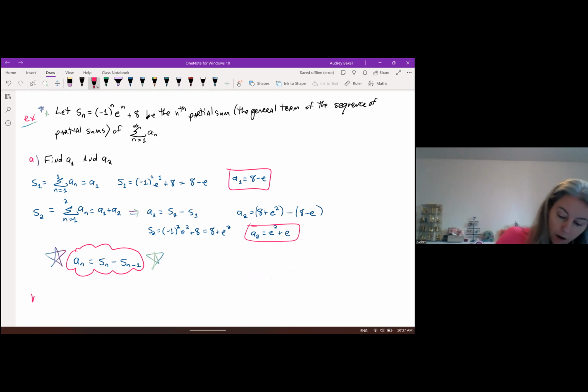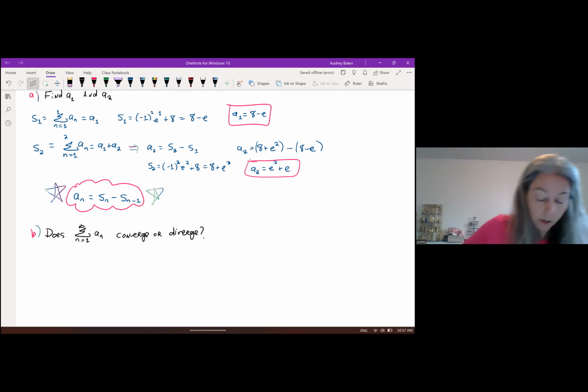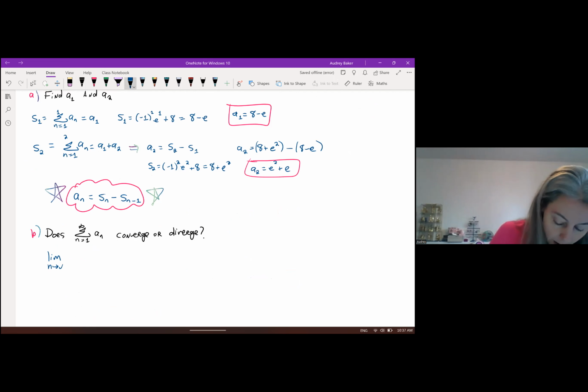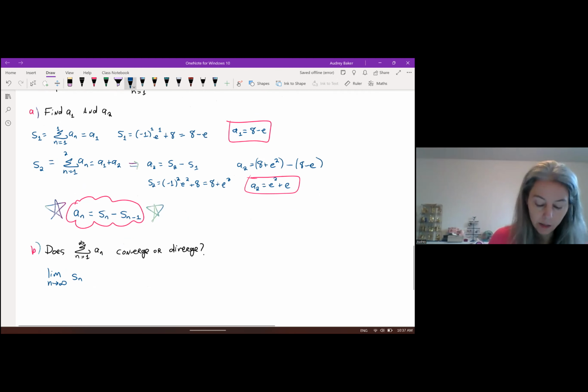Now, for part B here, we are going to determine whether or not a sub n converges or diverges. And by a sub n, I don't mean the sequence, I mean the series. So the sum from n equals 1 to infinity of a sub n, does it converge or diverge? I can do here the limit as n approaches infinity of S sub n, because remember that gives me information about what's happening with the series. So my S sub n is negative 1 to the n times e to the n plus 8.